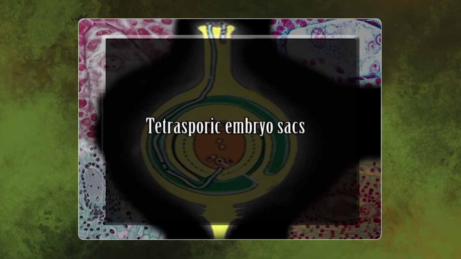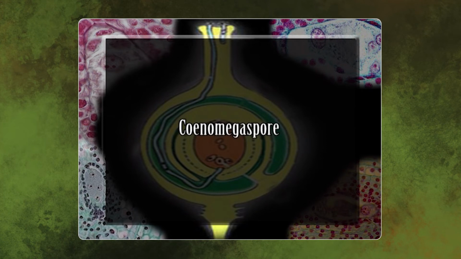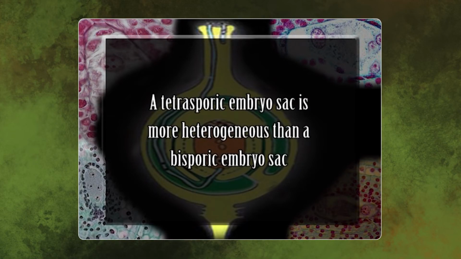Now, let us discuss the most common tetrasporic embryo sacs. In this type of embryo sac, both the meiotic divisions are not accompanied by cell plate formation, hence all the 4 haploid nuclei at the end of meiosis are enclosed in a common cytoplasm, forming a coenomegaspore. As all the megaspore nuclei take part in formation of embryo sac, a tetrasporic embryo sac is more heterogeneous than a bisporic embryo sac because the 4 products of meiosis involved in its formation are genetically different.